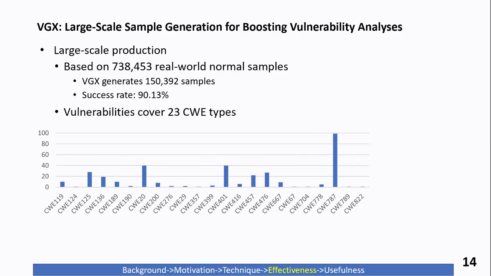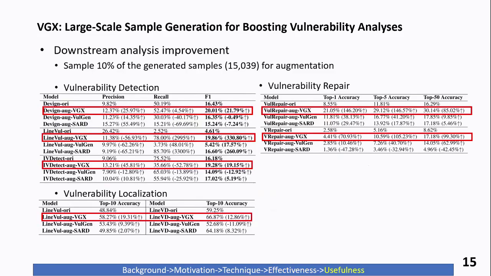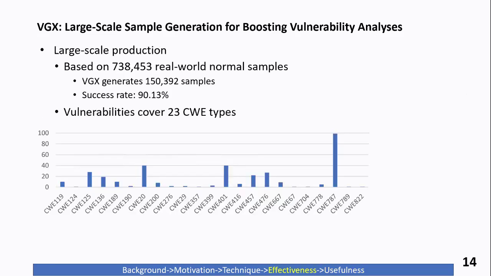Which means of all of the generated samples, 90% are actually vulnerable. So the label is correct. So that's really important. Yeah. What is the scale on the left-hand side of that chart? Oh, this scale? Oh, this is the number of samples we have for each CWE.